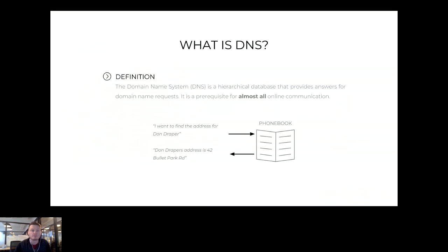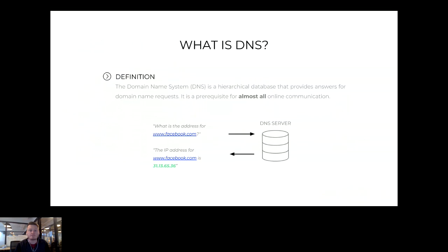And I also love the television show Mad Men. So my example here is if you were to look in the phone book for the address for Don Draper, you would look in the phone book and you would see that he is at 42 Bullet Park Road. And it's basically the same way that the DNS system operates.